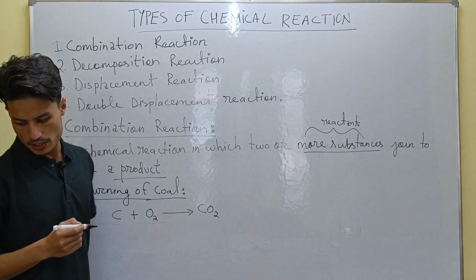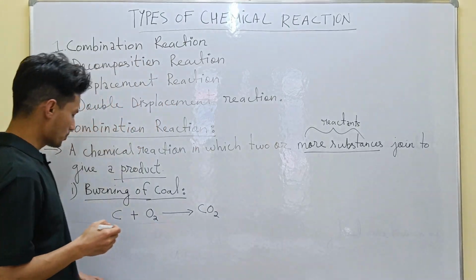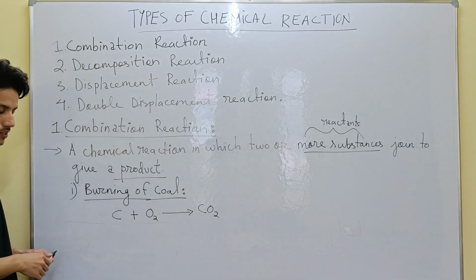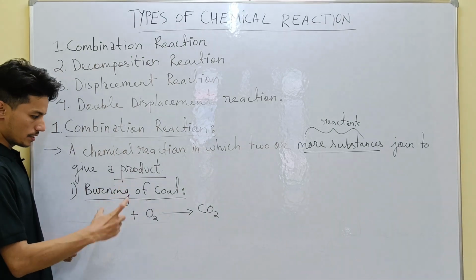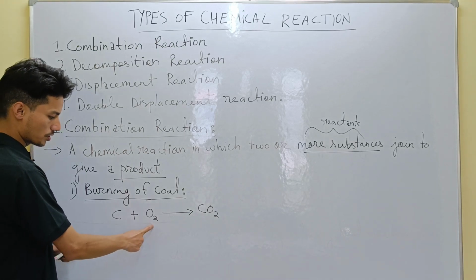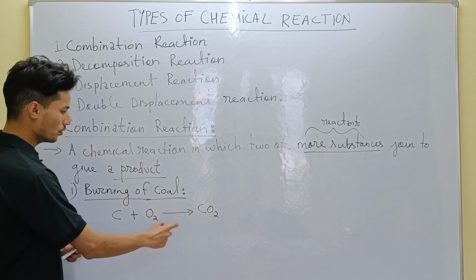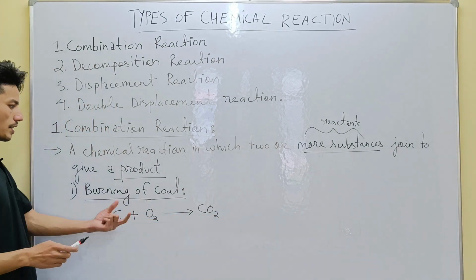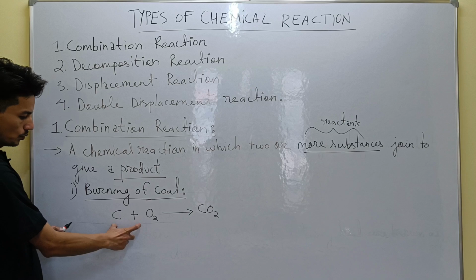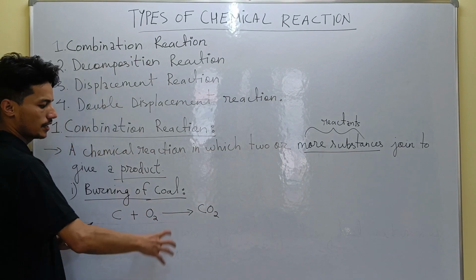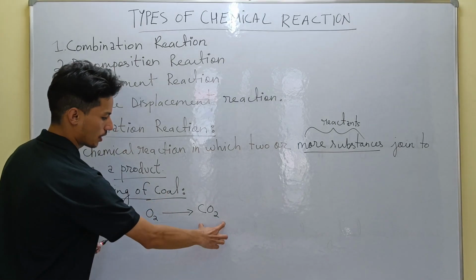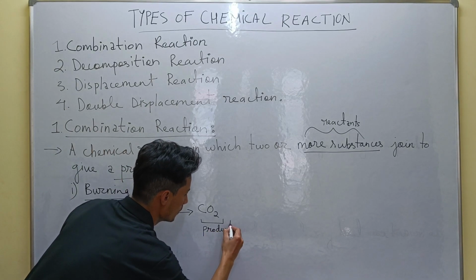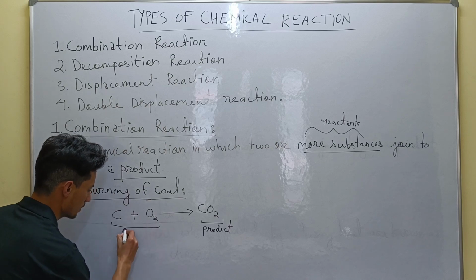This is an example which is mentioned in your textbook. I'm just copying down from the textbook. So this is an example of combination reaction. How so? Let us understand this. We have two substances here, two reactants, carbon and oxygen. They undergo a chemical reaction, and we get a product, carbon dioxide. So this is an example of combination reaction in which two or more substances join, undergo a chemical reaction, and give us a product. This is the product, and these are the reactants.